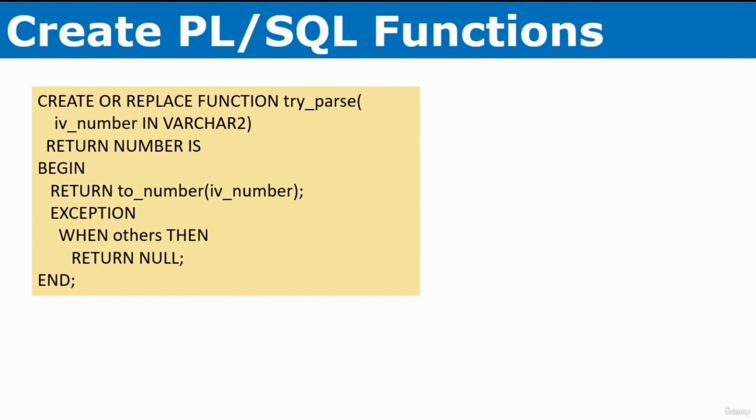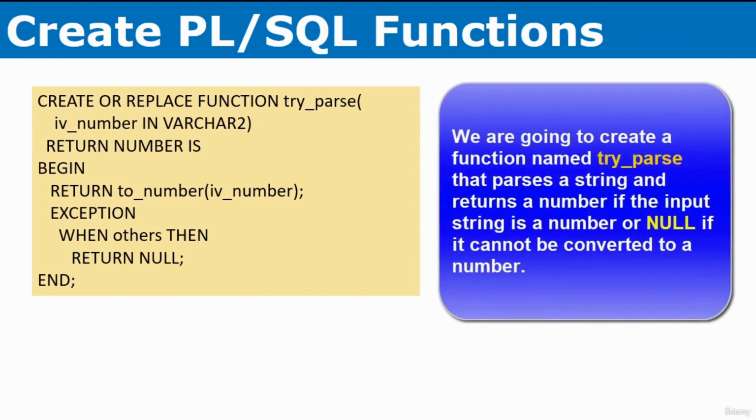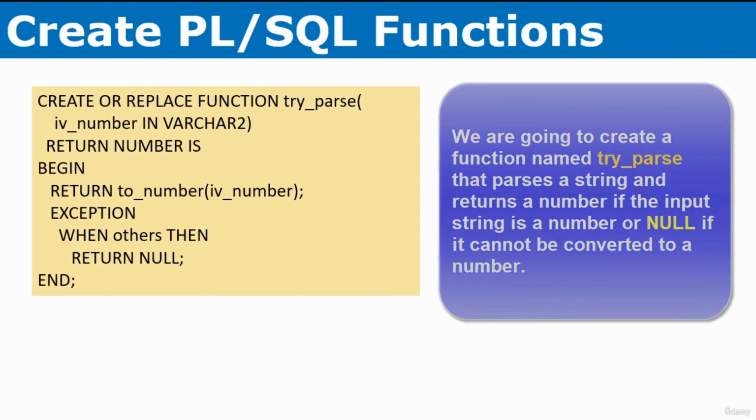This function is going to be called try_parse, and it is going to be used to parse a string. A string basically is a text, so it will parse a string and return a number if the input string is a number, or it will return a null value if it cannot convert the value into a number.